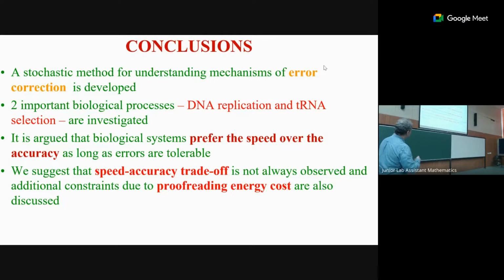And we argue that those bacterial systems seem to prefer speed over accuracy, as long as the errors are tolerable. We try to discuss what is tolerable. It's not clear, but I was trying to argue a rule of thumb that no more than one mutation per genome seems to be a reasonable rate of mutations for biological systems. And then we also argue that the speed-accuracy trade-off is not always necessary to observe.